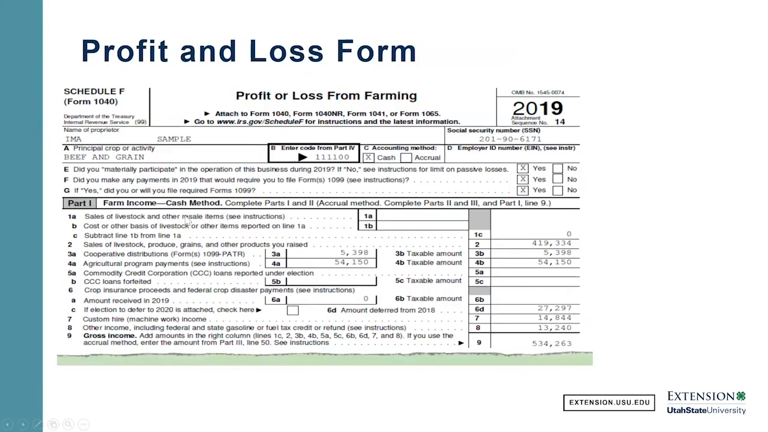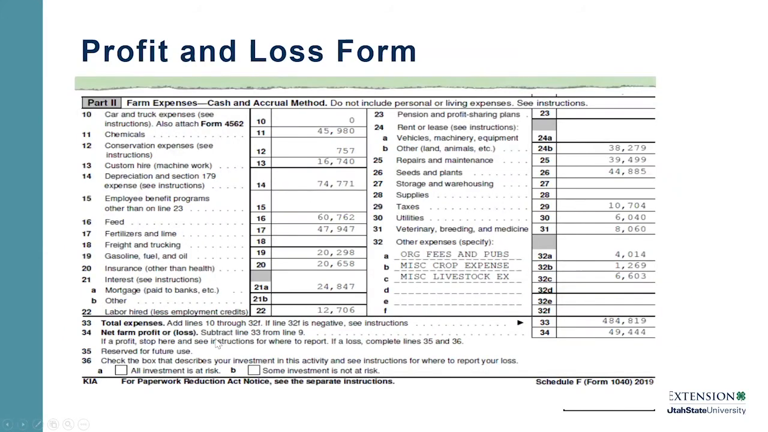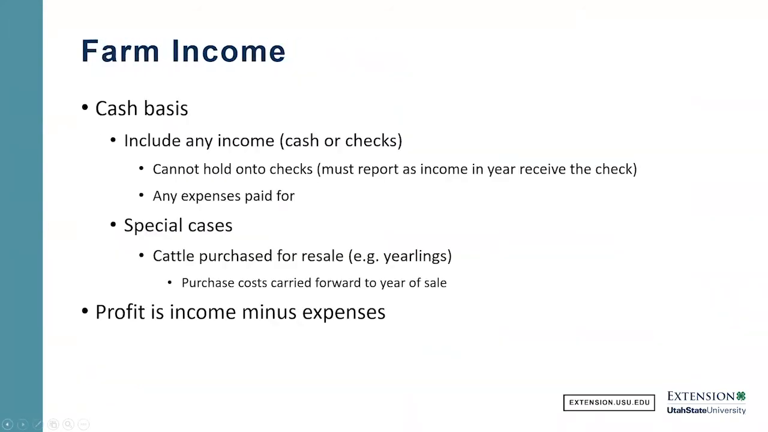So here's what the form looks like. You can see that you have your sales of livestock here, other sales of products you raised. So there's a lot of this stuff here that looks like farming type income. And then the bottom part of it is where you do your expenses. So that's what your Schedule F looks like.